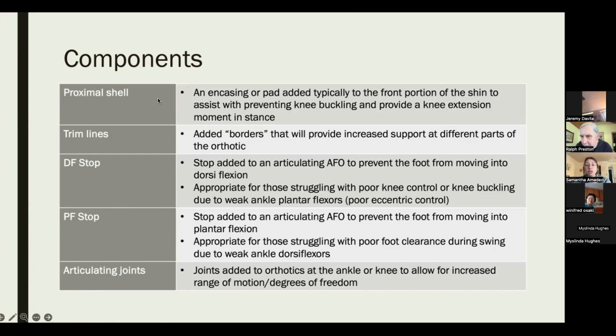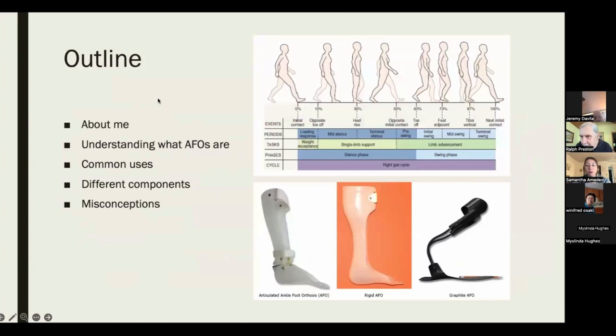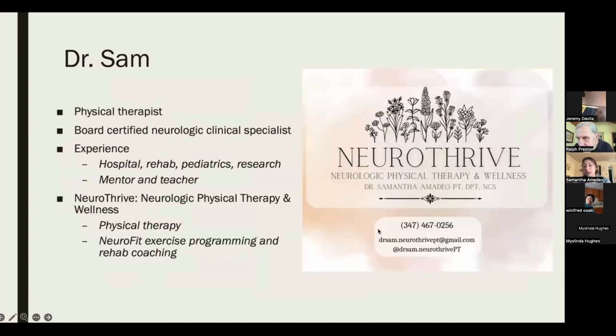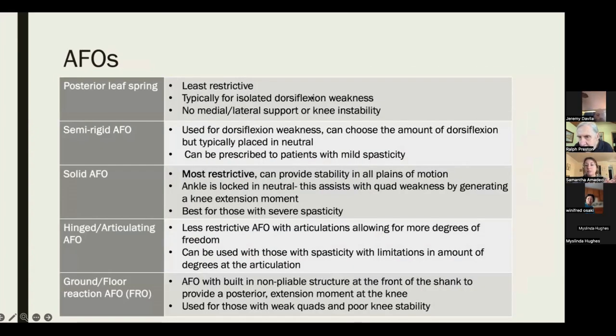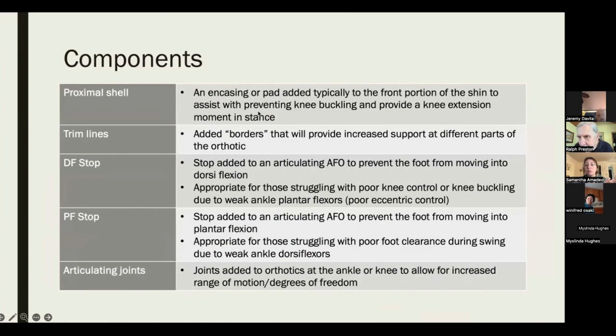So the proximal shell is exactly what I showed before, that it's kind of at the top part of the shin, kind of would lie right here. And that's to help with preventing the knee from buckling. And it's what we call in physical therapy, provides a moment or a force in the backward position. So pushing the knee into extension to help with that knee buckling.